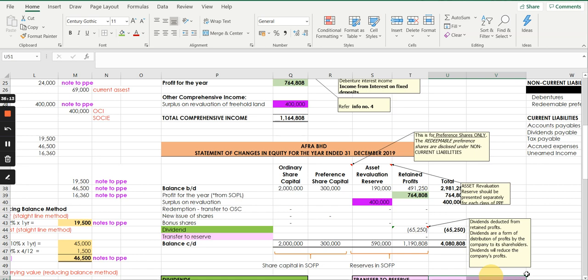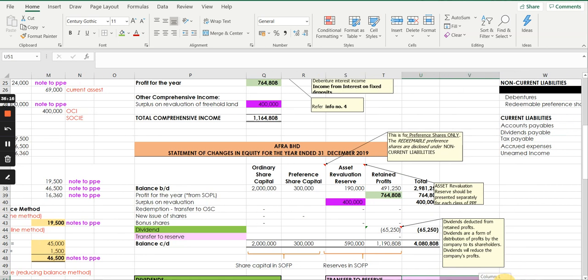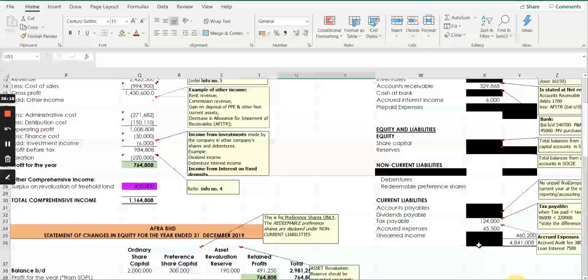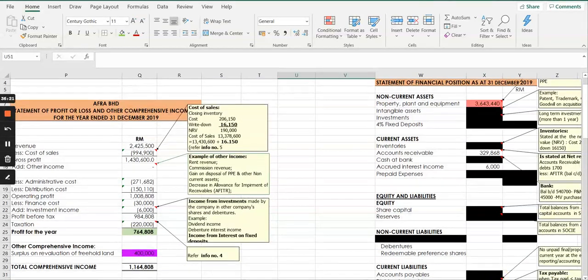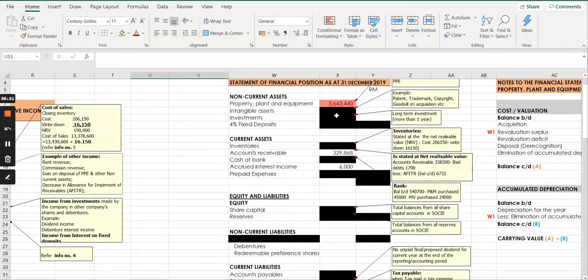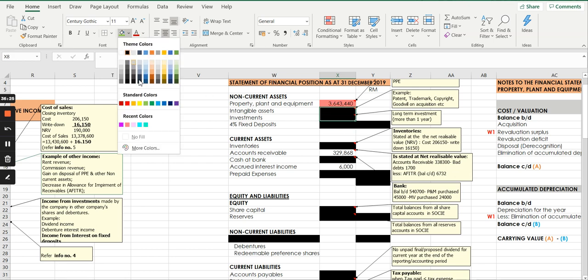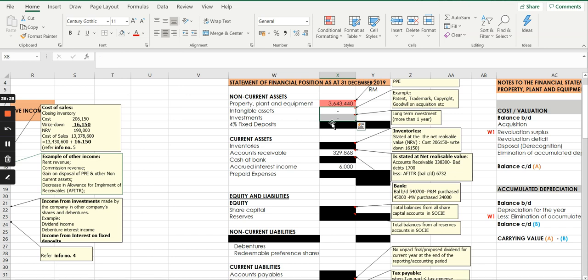You have done the workings correctly. So let's go and check your statement of financial position, your last part of it. So there are no intangible asset, none. No, but you have the investment in your fixed deposit. So include that because no changes. It was still as it is.